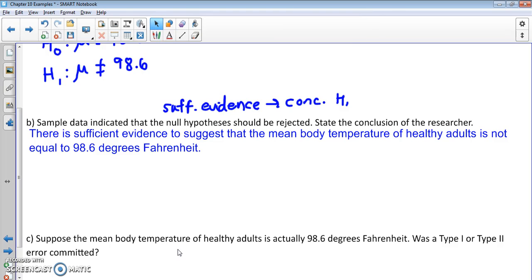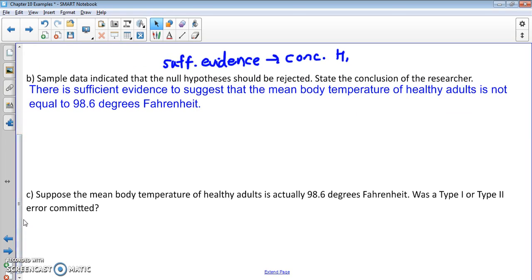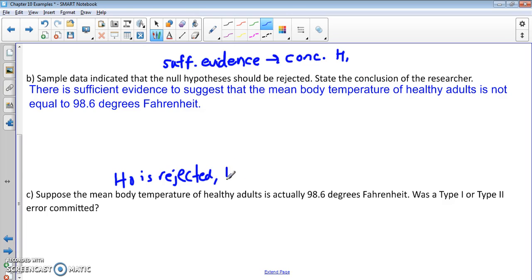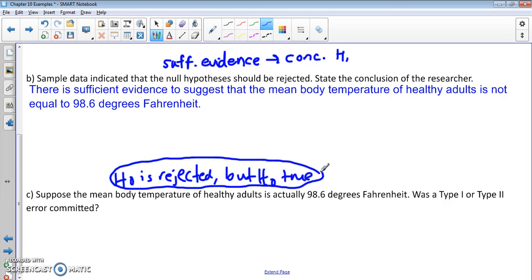Okay. So then part C asks us, suppose the mean body temperature of healthy adults is actually 98.6 degrees Fahrenheit. Was type 1 or type 2 error committed? So in this case, we have that the null should be rejected, but it's true. Yes. This should go down here. So when the null is rejected, but it's actually true, this is a type 1 error.